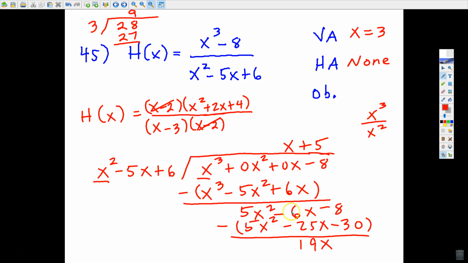Forgot to bring down the negative 8. Negative 8 minus negative 30. Negative 8 plus 30 is 22. Now at this point, in regular long division, we would keep going and show a remainder. But for your oblique asymptote, you just have to go until you can't divide any longer. X squared is bigger than x. I can't divide x squared into x because it's bigger. So I'm finished, and this represents a line. This is going to be my oblique asymptote. It's the line y equals x plus 5. And so we're done.